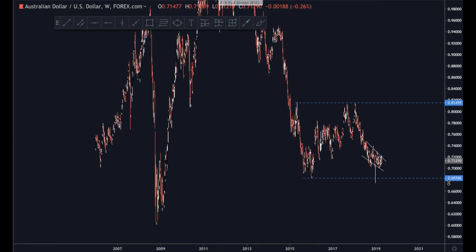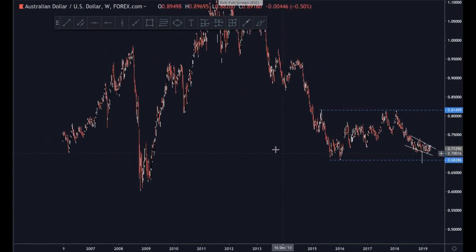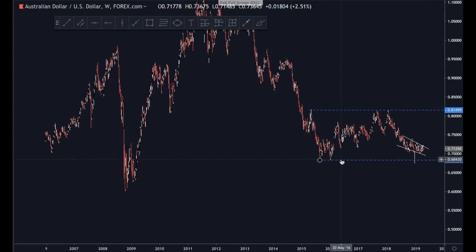AU has not really been here before, at least on the chart that I have. Just a little bit way back in 2008, 2009, and then real quick in January of 2020.